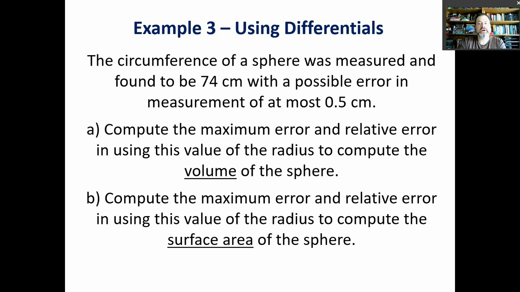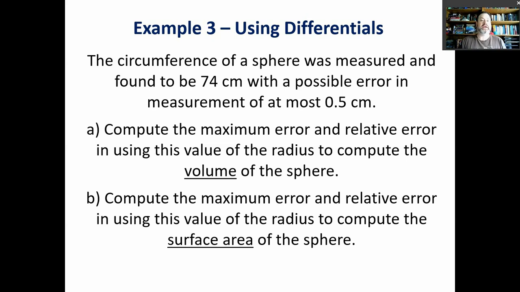The circumference of a sphere was measured and found to be 74 centimeters with a possible error in measurement of at most 0.5 centimeters. So the circumference of the sphere, 74 centimeters. So that means it's a sphere about this big. So maybe it's a bowling ball or something. And the possible error in the measurement is at most 0.5 centimeters. So the error in the circumference measurement is a little half a centimeter.